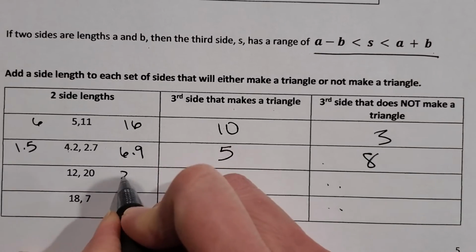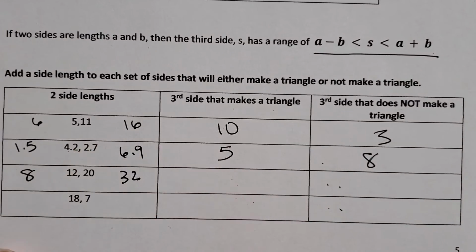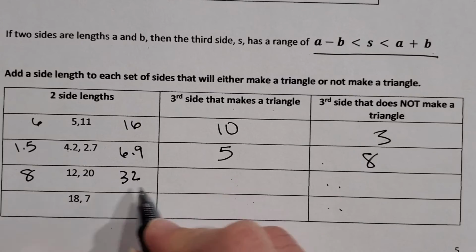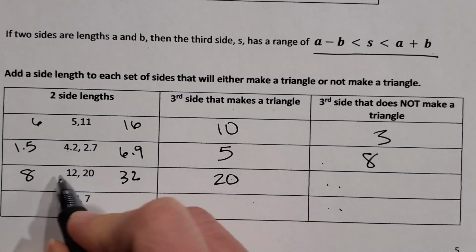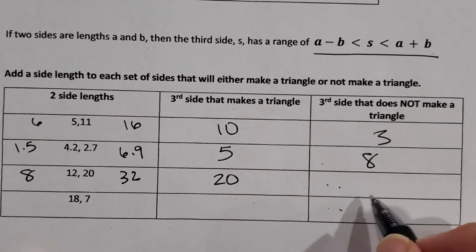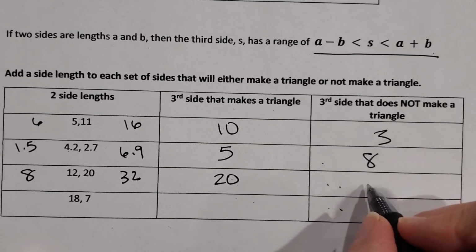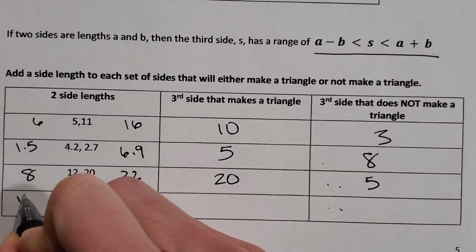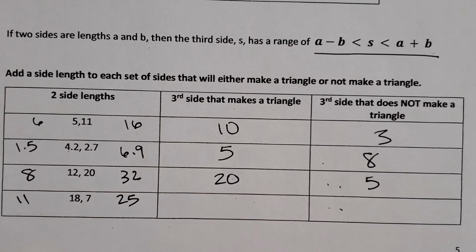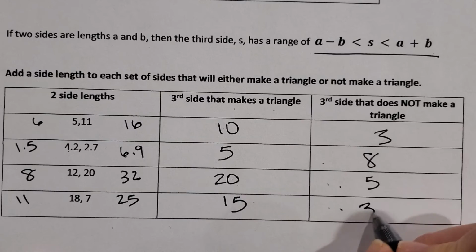All right, 12 plus 20 is 32. If you subtract, you get 8. So I have to pick a number between them to make the triangle work. And then I have to pick something bigger or smaller than that for it not to work. I'll pick 5. That's smaller than 8. And if I subtract those, I get 11. If I add them, I get 25. So something in between, 15, and something on the other end, I'll pick 30.